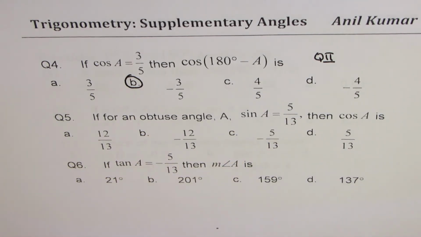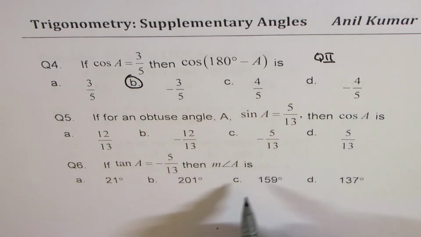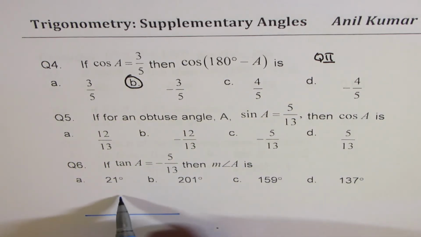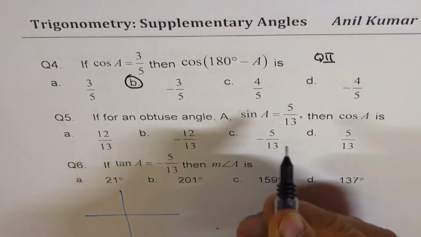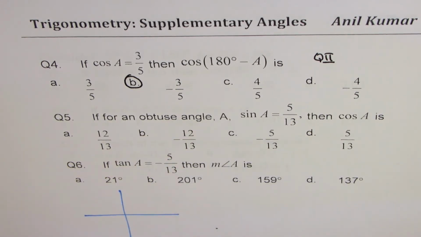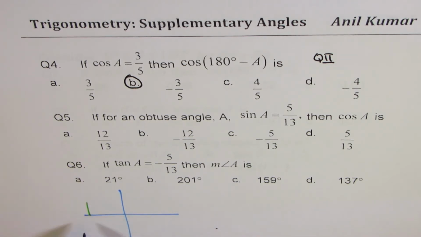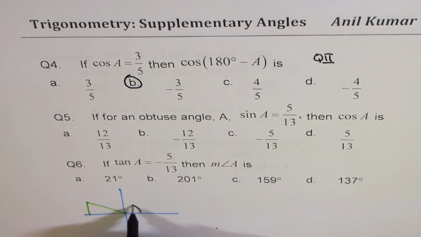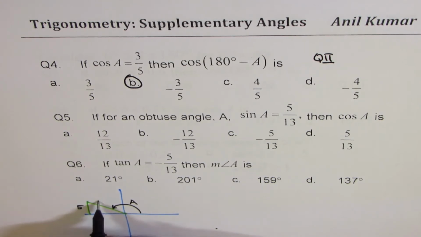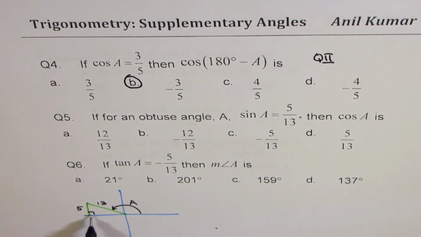Let me sketch this and try to explain. We're talking about an obtuse angle where sine is 5 over 13. So basically it's kind of like this. We can form a triangle like this, where the angle A is right there. So this is 5, the other side is 13. You can use the Pythagorean theorem to find the adjacent side, which is 12, correct? So that forms a triangle.